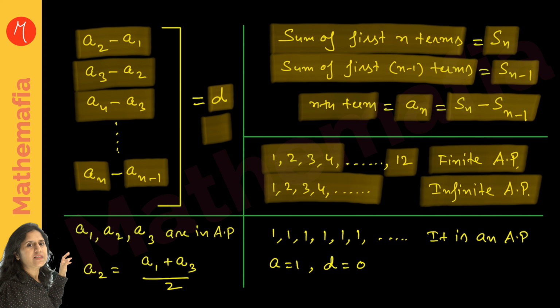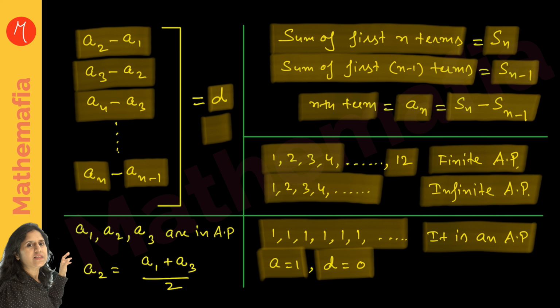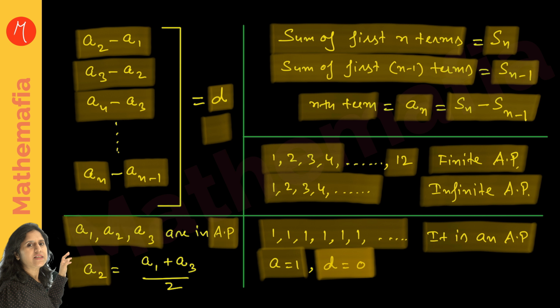Coming back to common difference, we discussed that d can be positive, it can be negative, and it can also be 0. So here is an example, the AP series 1, 1, 1, 1 and so on. Here the first term is 1 and the common difference is 0. Next, if we have three numbers a1, a2 and a3 in AP, then a2 would be the mean of a1 and a3.